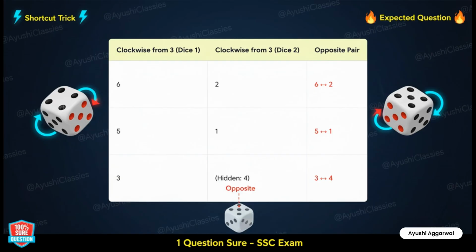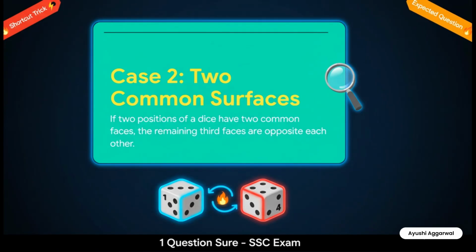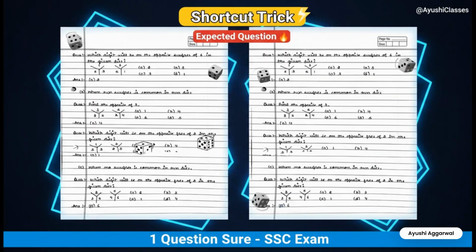See? Simple. Okay, let's check out the next case. What if not one, but 2 surfaces are common? What do we do then? Well, the rule gets even easier. The remaining faces, they're just opposite each other. It's that straightforward. Take a look at this example here.